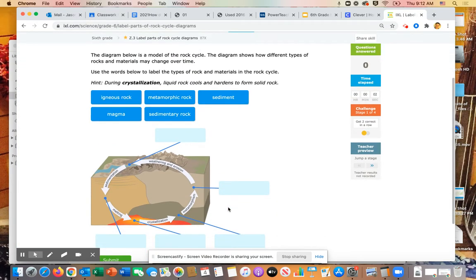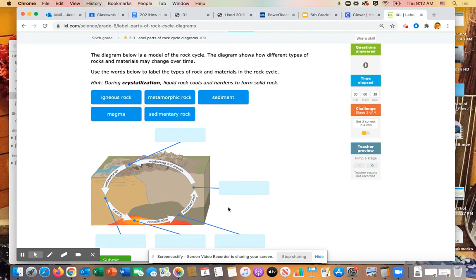And right now, what you're seeing is what Danuzella talked about, and we talked about it in our Quizlet, and we talked about it in the Discovery Education video, which if you've not watched it yet, I suggest you do before these two IXLs. The diagram below is a model of the rock cycle. The diagram shows how different types of rocks and materials change over time. Use the words below to label the parts of the rock cycle. Hint, during crystallization, liquid rock cools and hardens to form solid rock.